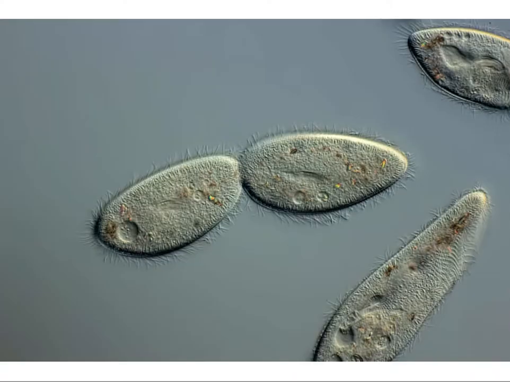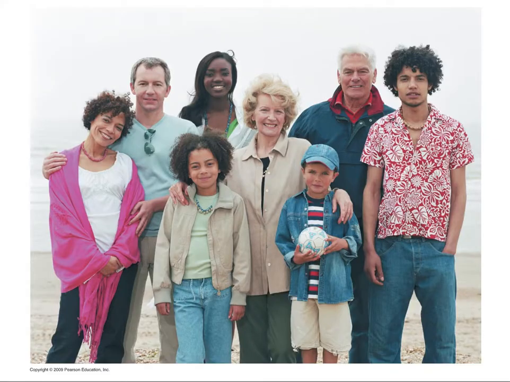So here's an example, a really good photo of asexual reproduction. You have a paramecium dividing, creating two daughter cells that are now going to go off and be their own separate organism and do their own separate things. And here is a nice picture of a family that shows you the diversity that comes about through sexual reproduction.